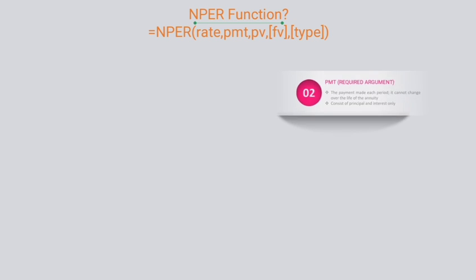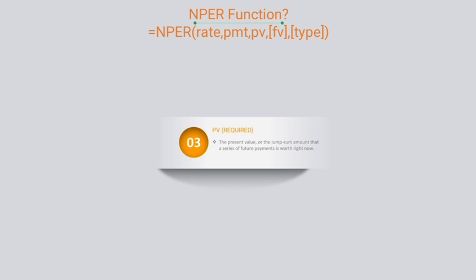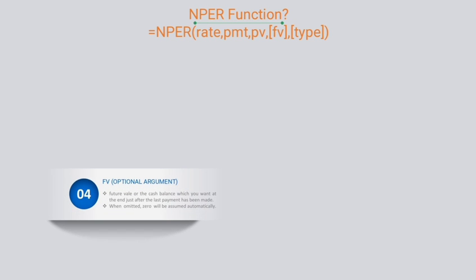Then we go to the third argument, the present value. This present value is basically the value of the future payments today. How much is the sum of all future cash flow, or the investment goal, worth today? That's the PV. So these are the 3 required arguments in this function. Then the last 2 are optional.